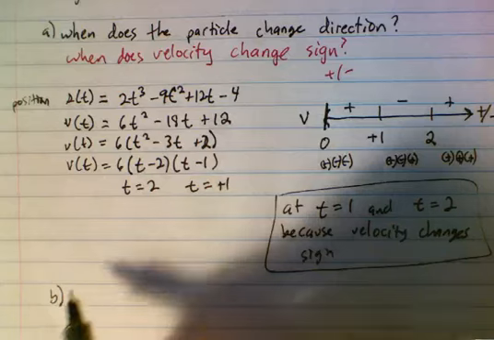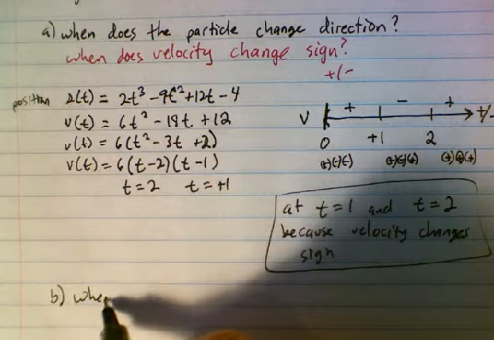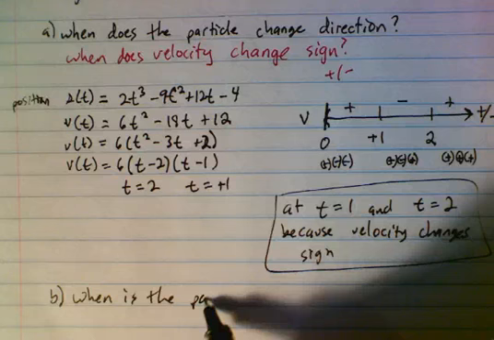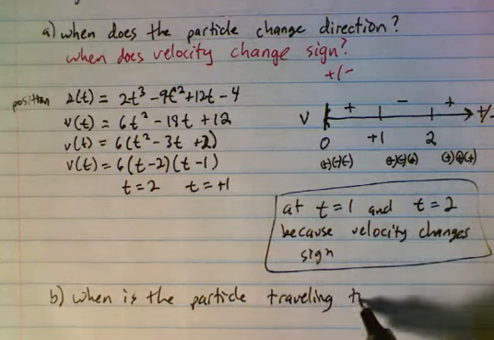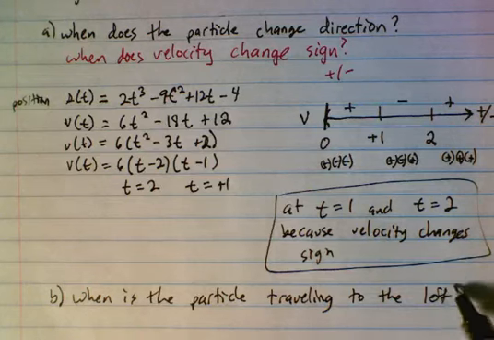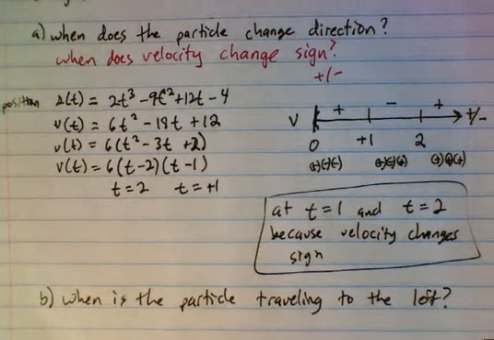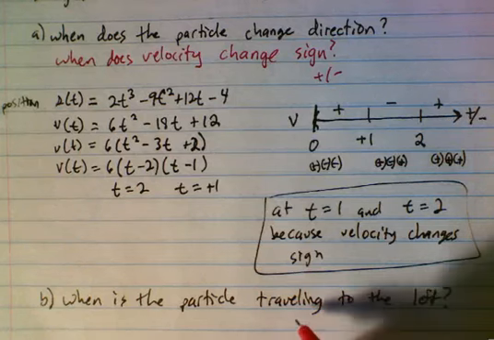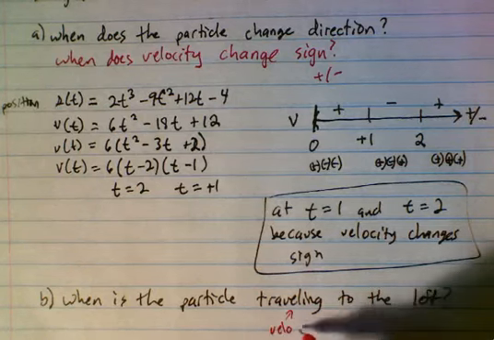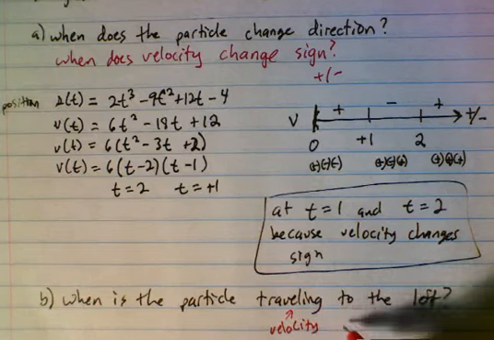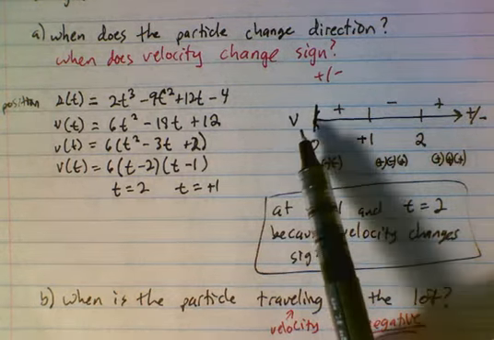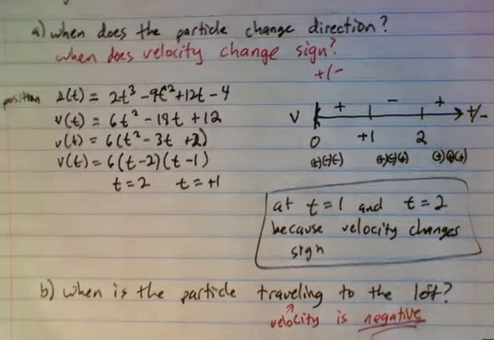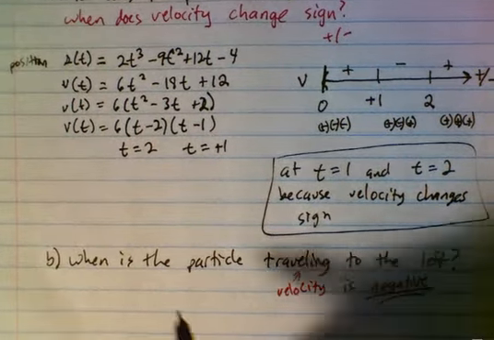Similarly, when is the particle traveling to the left? Well, I look it back up on the table that I just wrote down. Traveling to the left means velocity is negative. Looking right up here, I just made my velocity chart. Velocity is negative between 1 and 2.